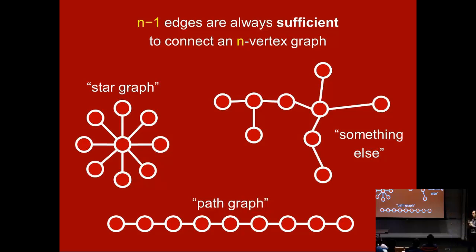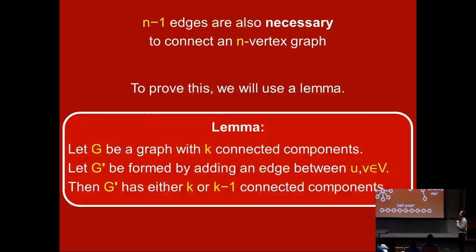And the somewhat trickier thing, it's not actually super easy, is to show that you always need at least n-1 edges. If you only use n-2 edges, then it can't be connected. So we're going to prove that. And we're actually going to use a lemma to prove it. So here's what the lemma says. It's actually not that complicated.